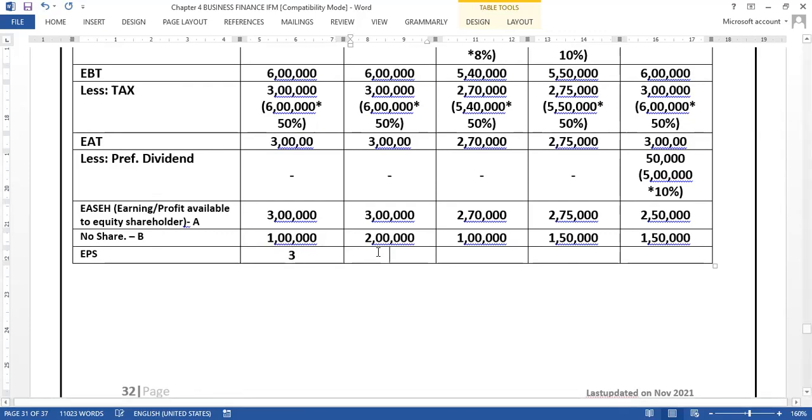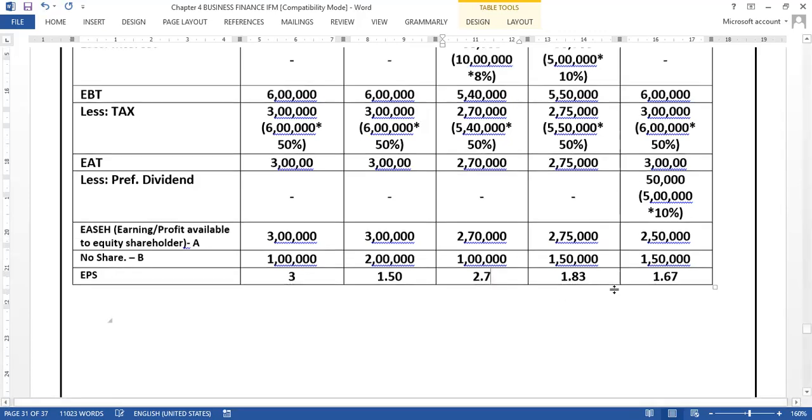You'll be getting 1.50. Whereas here we'll be getting approximately 2,75,000 divided by 1,500, around 1.83. Again, in the final part, we're getting around 1.67. Whereas here 2,70,000 divided by 1, we're getting around 2.7.